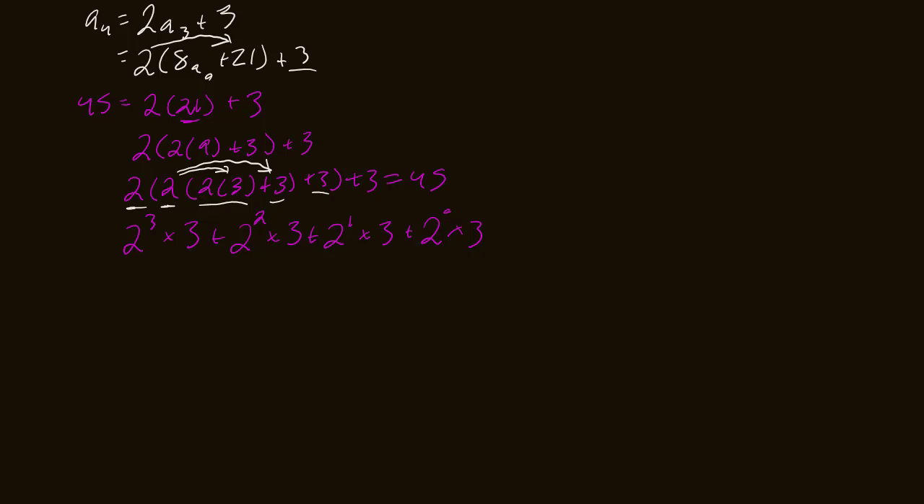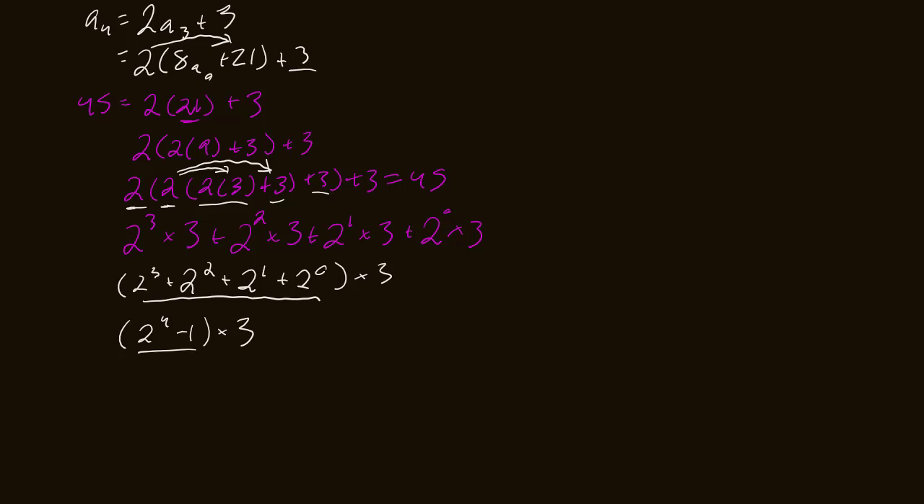But now, what we can do is pull a 3 out of this whole thing. So this can become 2 cubed plus 2 squared plus 2 to the first plus 2 to the 0, times 3. And this can be simplified. I'm pretty sure we proved this. Let's say this is equal to 2 to the 4th minus 1, times 3. And I'm pretty sure we proved that those two things are equal in our induction video, or maybe we did it in the combinatorial proof.